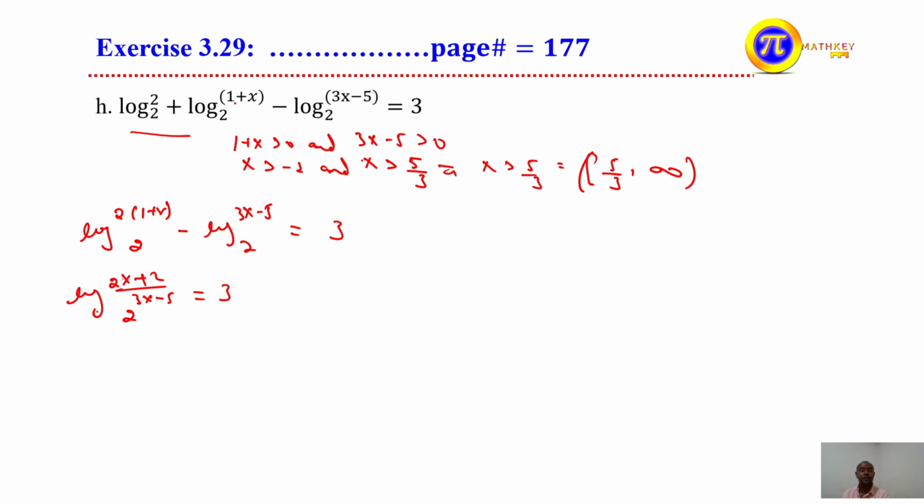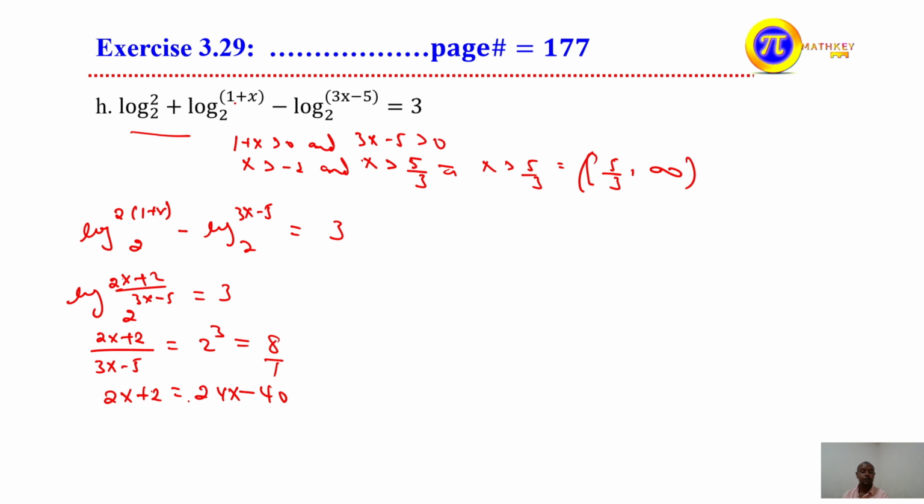After that, we can express this in exponent form: 2x plus 2 over 3x minus 5 is equal to 2 to the power of 3. 2 to the power of 3 means 8. Here you have 1. After that, crisscross both and take their product, which gives 2x plus 2 is equal to 8 times 3x, that is 24x, minus 5 times 8, that is 40.